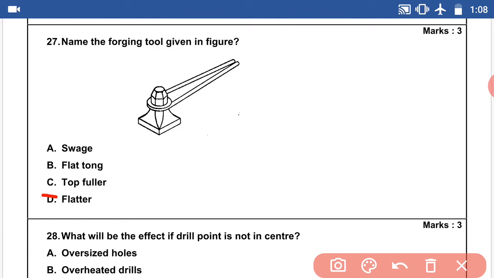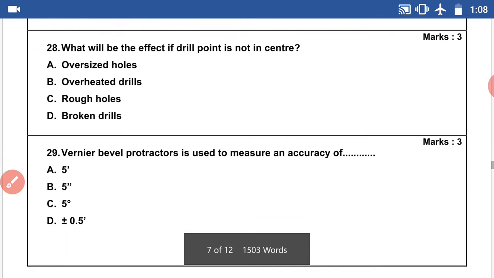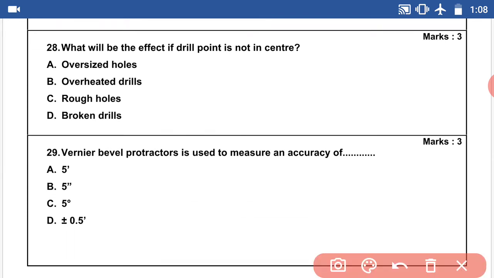Question number 28. What will be the effect if the drill point is not in the center? Broken drill. Option D is the correct answer. Question number 29. Vernier bevel protractor is used to measure an accuracy of dash. 5 degree accuracy. Option A is the correct answer.